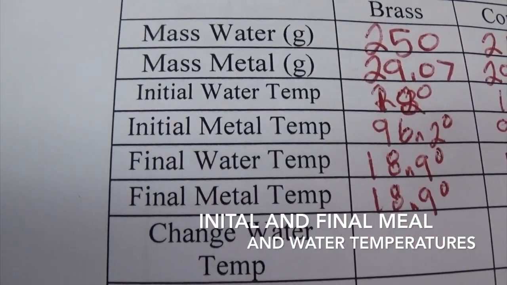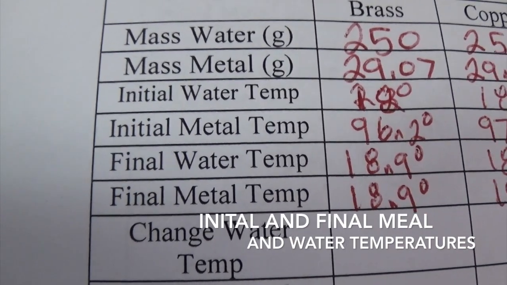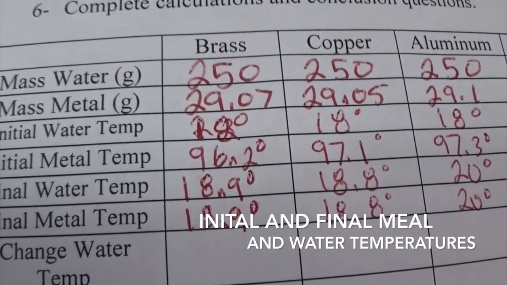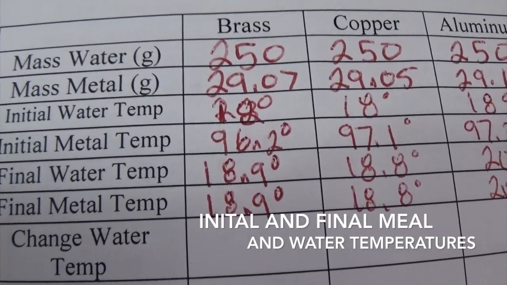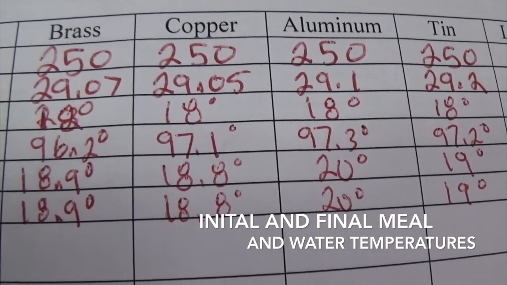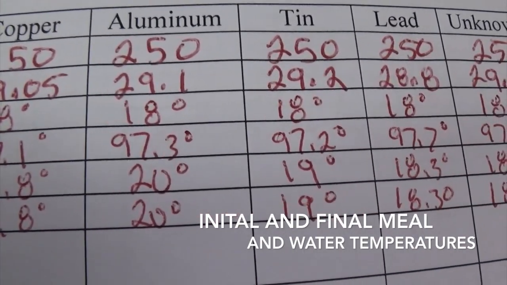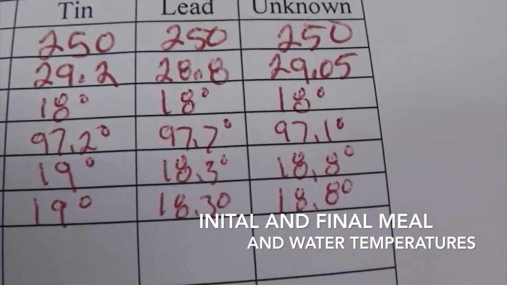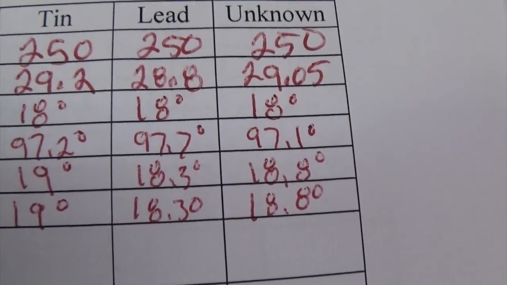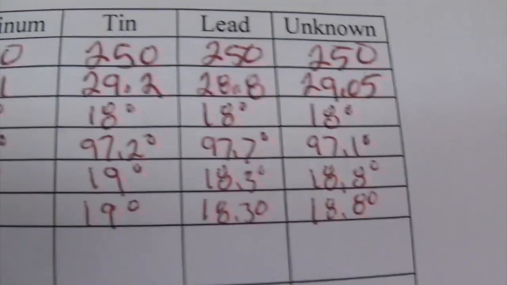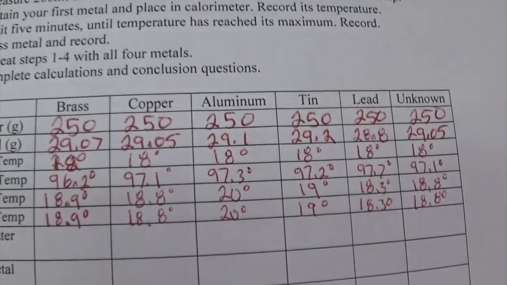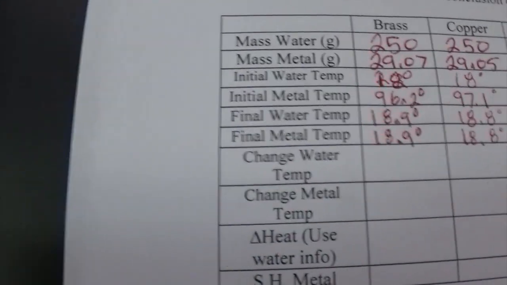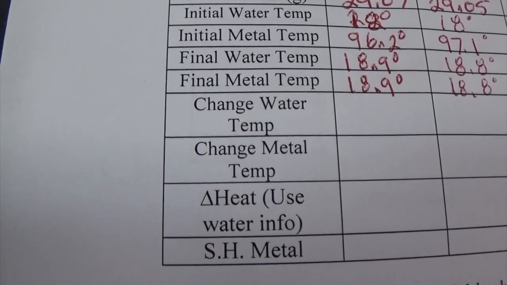Then the next thing we're looking at is the final water and metal temperatures, which of course are the same because again they would all reach equilibrium. The brass we already had both at 18.9, the copper got to 18.8, the aluminum made it to 20 degrees, the tin went to 19, the lead went to 18.3, and the unknown went to 18.8. So that's kind of what your data should look like for this portion of the lab. Now you are going to see that there's some other things down here for us to calculate or figure out.